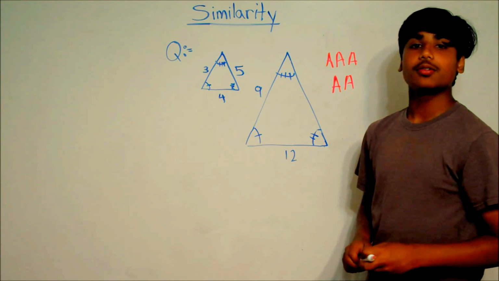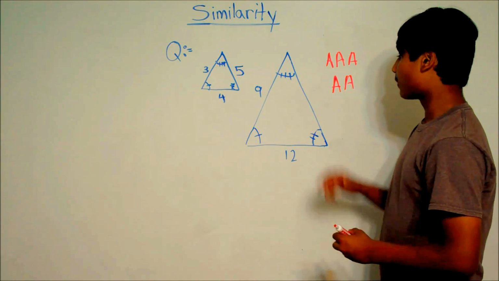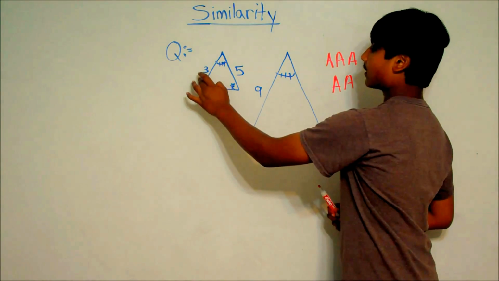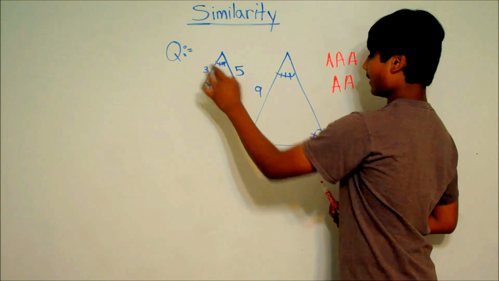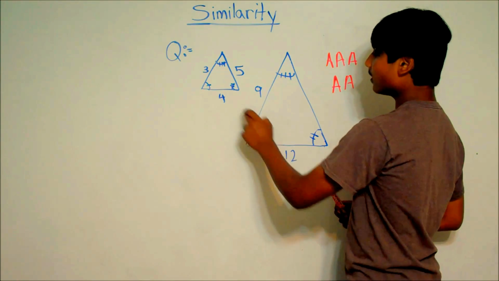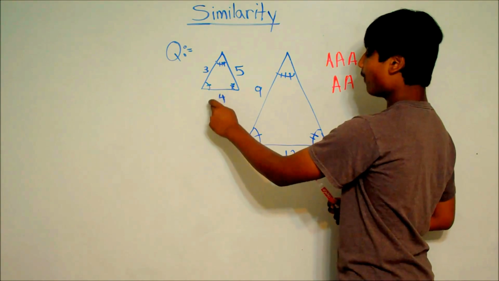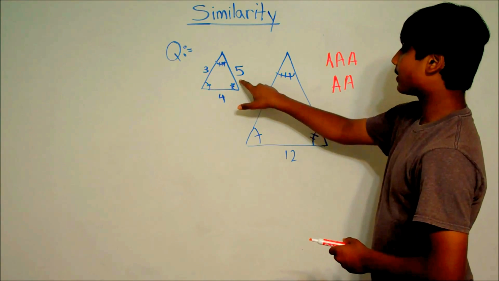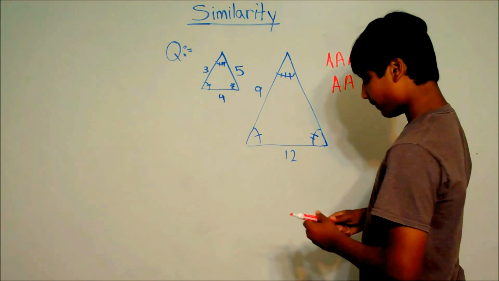So now let's go to the part where we solve for the missing side. We know that the corresponding side length of 3 is 9. And we know that the corresponding side length of 4 is 12. Now, we know that the third side on the smaller triangle is 5.